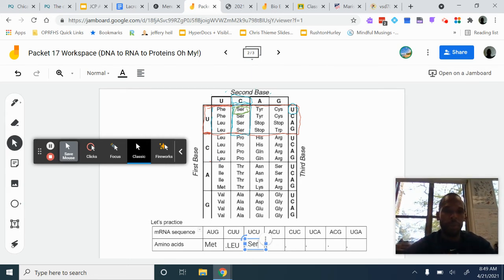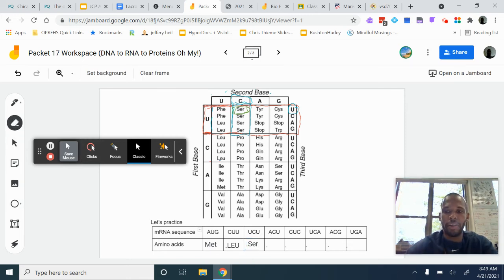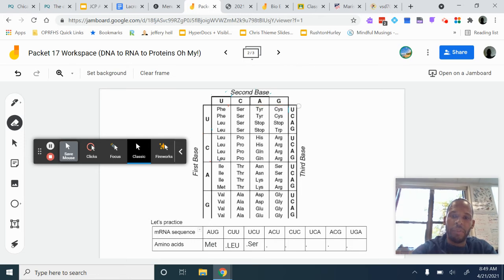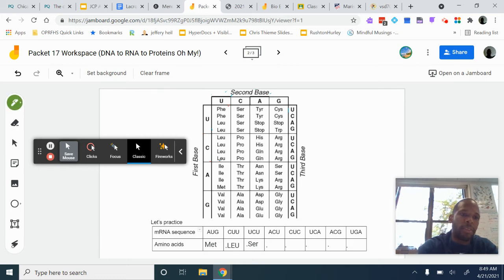And I will do one more here before I let you go on your own. If you're feeling good, you can go ahead and just keep working ahead on this page. Make sure a teacher checks it for you before you move on, so you have all the correct answers. So the next mRNA we're looking at is ACU, first base, second base, third base.